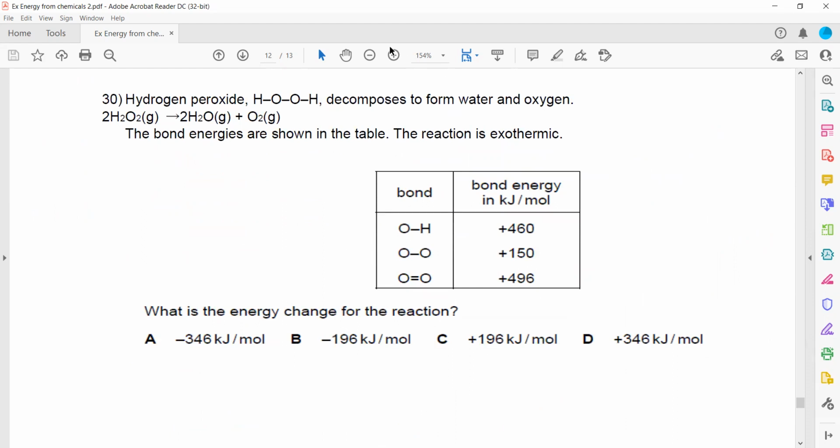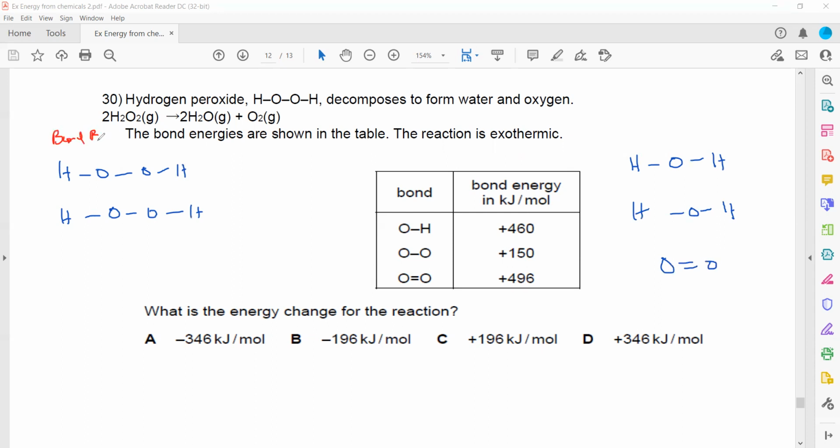Another question, hydrogen peroxide. The formula of hydrogen peroxide is given, decomposing to form water and oxygen. What is the energy change for this reaction? So two molecules of hydrogen peroxide, H, O, O and H, and then H, O, O and H, and form water molecules. Water molecule is HOH, and two water molecules, so H, O and H, and oxygen is there, so O double bonded with O. Bond breaking, and this one is bond forming.